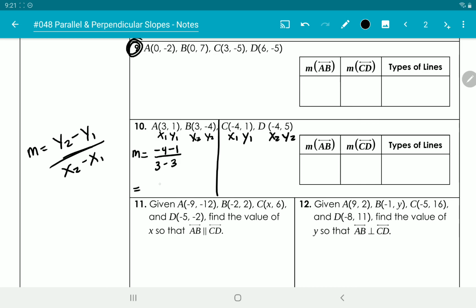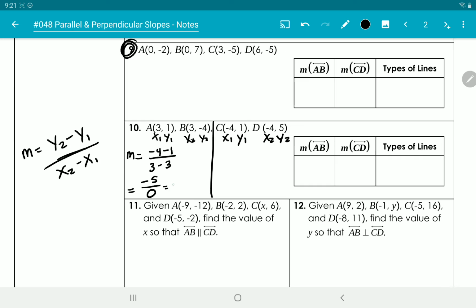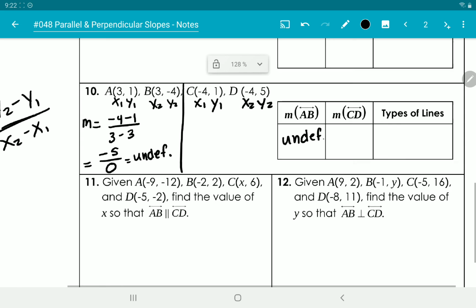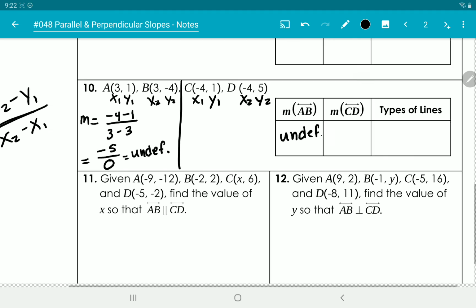On top we have negative 4 minus 1, negative 5, divided by 0, since 3 minus 3 is 0. And again, anytime we're dividing by 0, it's going to be undefined. So I'm just going to put D, E, F for that one. But I'm also going to remember, if we look at this, we can look at it as something divided by 0.